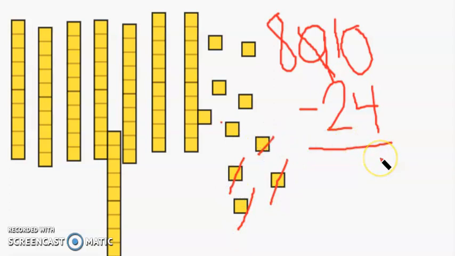And I have 6 left. And then I'm going to cross out 2 10s and see what's left. 1, 2, 3, 4, 5, 6. So our difference is 66. You guys did awesome today using place value blocks to subtract and find the difference.